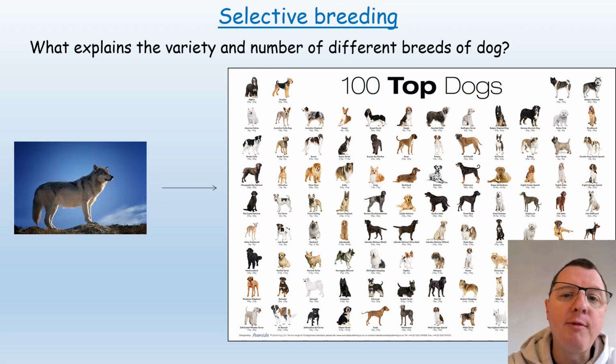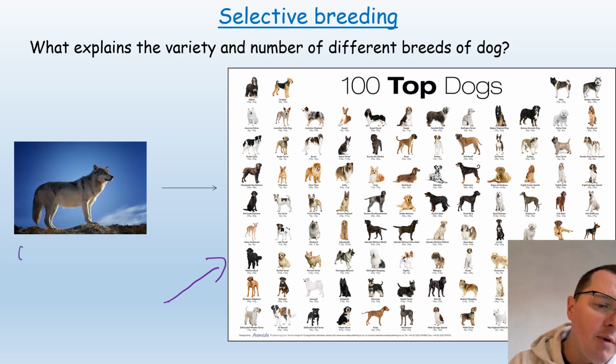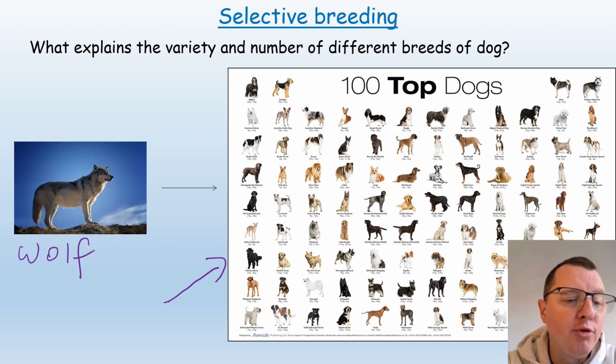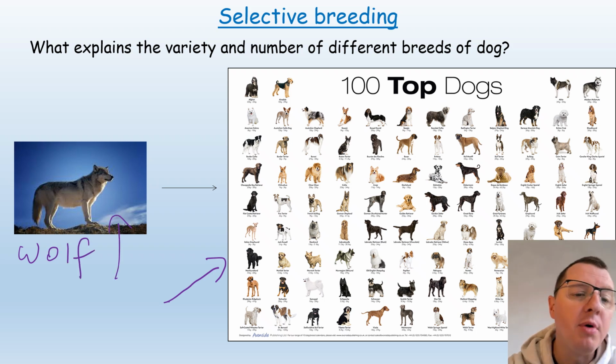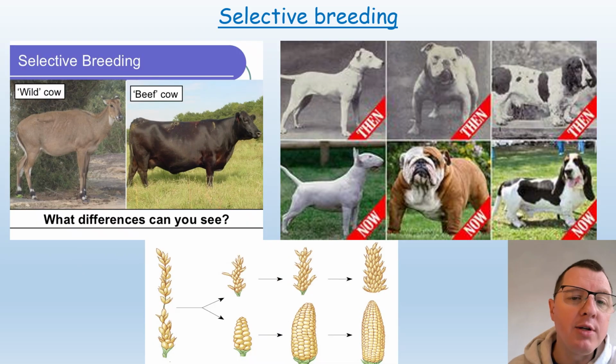So what explains the variety and number of breeds of dogs that you can see here? The huge number of different breeds of dogs that are available today all originally came from one ancestral species or group of wolves. But how? Well, the answer to that question is through selective breeding.